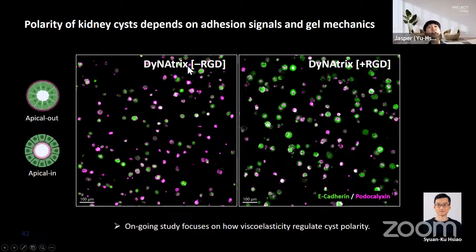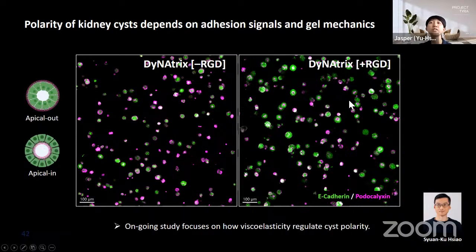Also, we want to highlight that for cell culture, we functionalize our polymer chain with RGD peptide, a cell adhesion peptide, for the matrix to interact with the cells. And you can see how important this cell adhesion peptide is. Without the RGD peptide, you get a cyst that is almost apical out. Apical in is the in vivo natural state morphology, and apical out is abnormal. Without RGD, they couldn't sense any of your matrix, so they just flip their polarity.